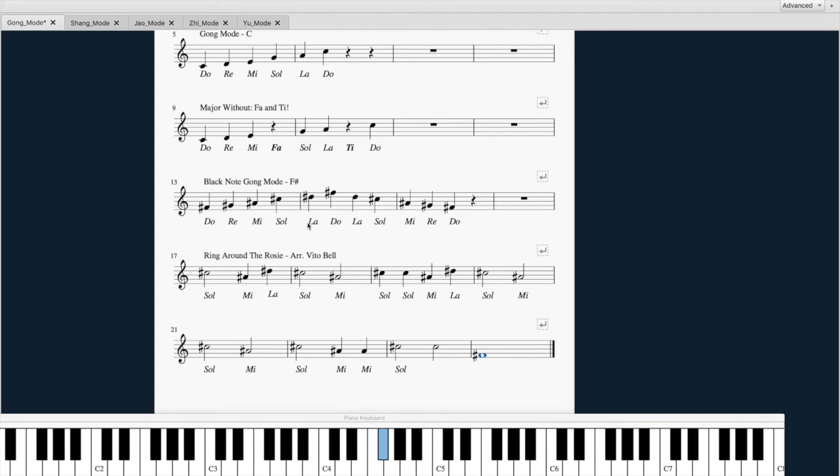So obviously, I guess the most distinctive feature of this scale is the leap in between mi and so, and la and do, going up and going down. So let's just start singing this with the piano. Listen to it one more time. All right, let's sing it this time.